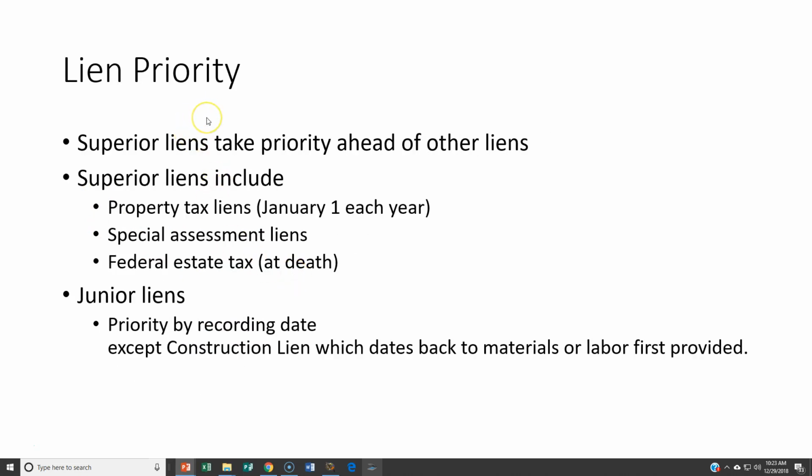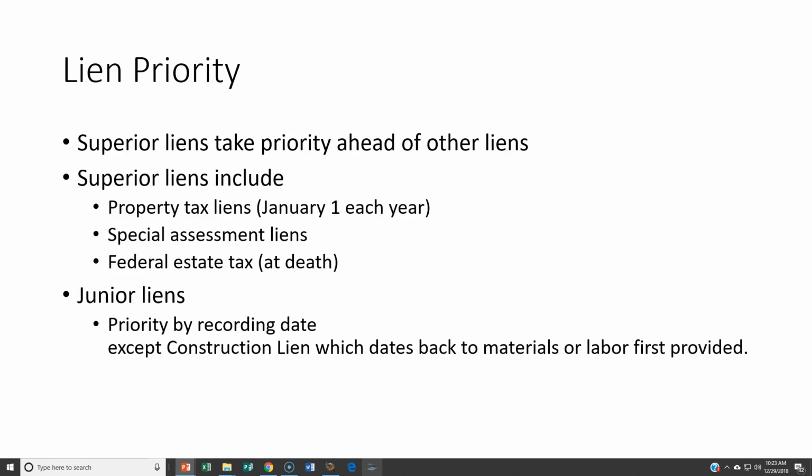Lien priority: when the property goes into foreclosure or when it gets sold, how are these liens paid off? Here's something you must remember. There are 3 superior liens, and these are always paid off regardless of anything else. If property taxes are due, they have to be paid off. If there's a special assessment, then that has to be paid off. We cover special assessments a bit later. And federal estate tax at death has to be paid before anything else.